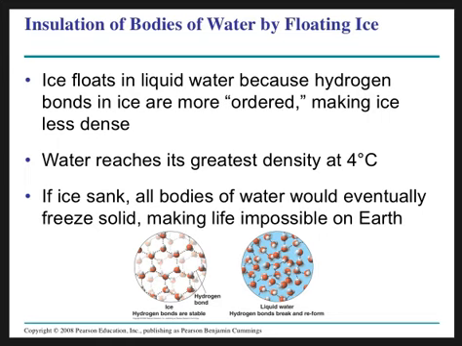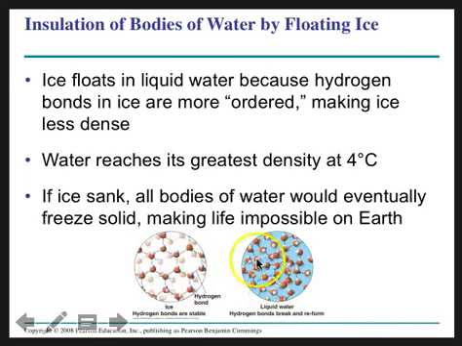So ice floats. I think we know that. So ice floats because the hydrogen bonds in ice are more organized. They're more ordered. And so they make the ice less dense. There's actually spaces in between the molecules because we get a very distinct ordered fashion.